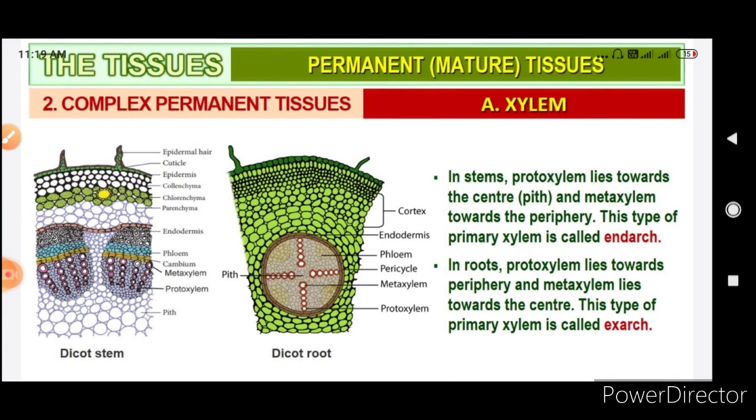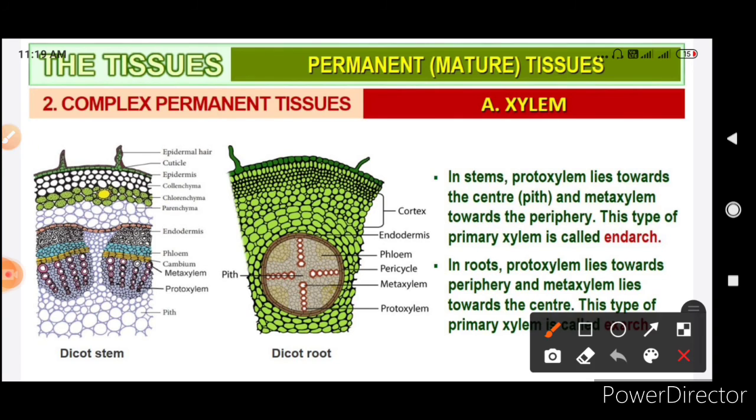Now in stems, this is the characteristic feature of a stem, and we'll learn this afterwards. In stems, protoxylem lies towards the center pith and metaxylem towards the periphery. This type of primary xylem is called endarch. This is a particular characteristic of the stem, that the protoxylem will be present at the center and metaxylem at the periphery, and this is the endarch condition.